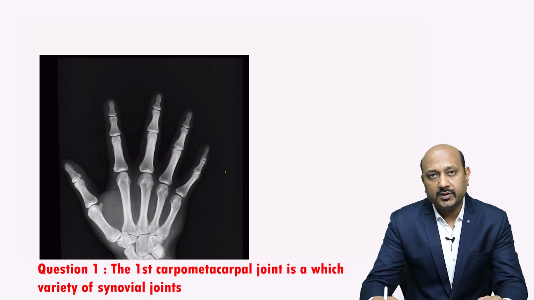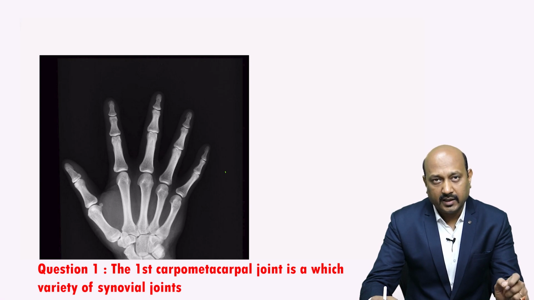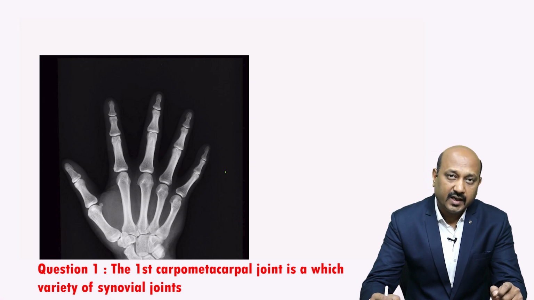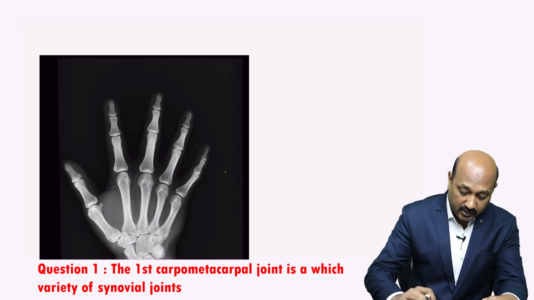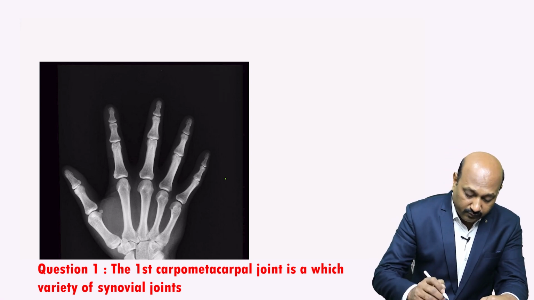Today I am going to discuss the questions that were asked in the recent FMGE exam, January 2024, from the subject anatomy. In this video we'll discuss the three questions that were asked from the topic upper limb. The first question that I am going to discuss was from the joint.